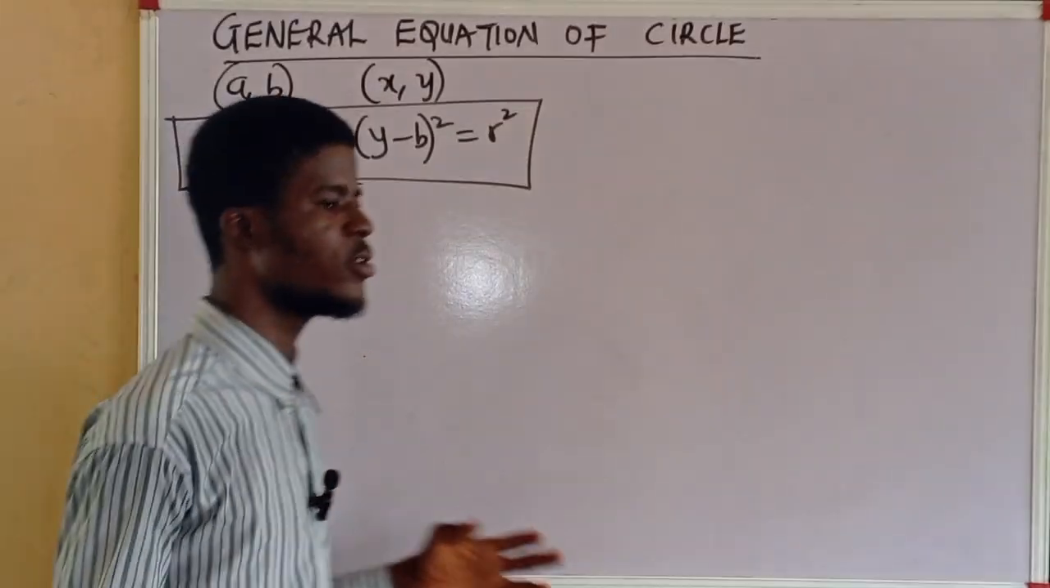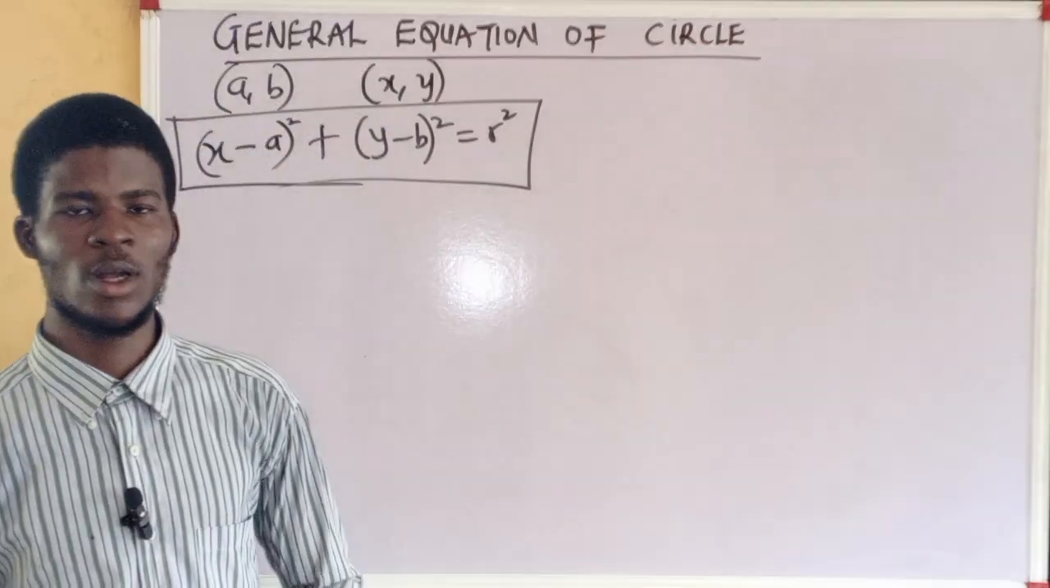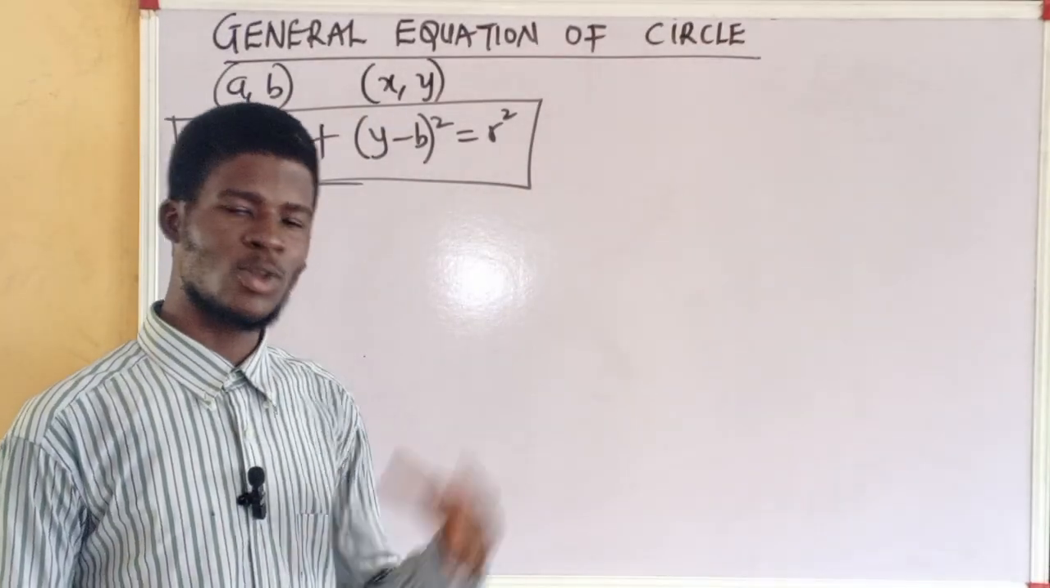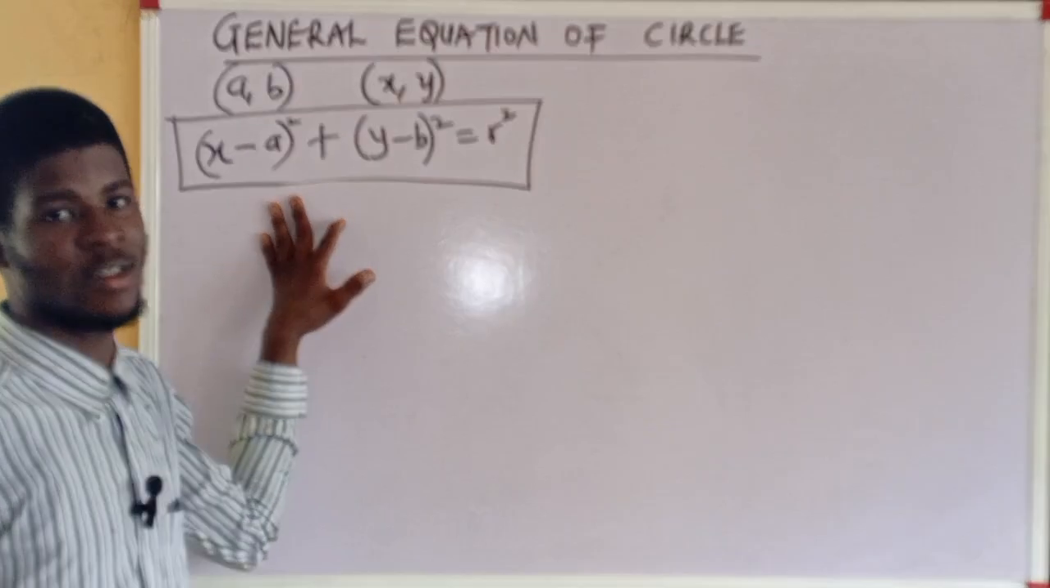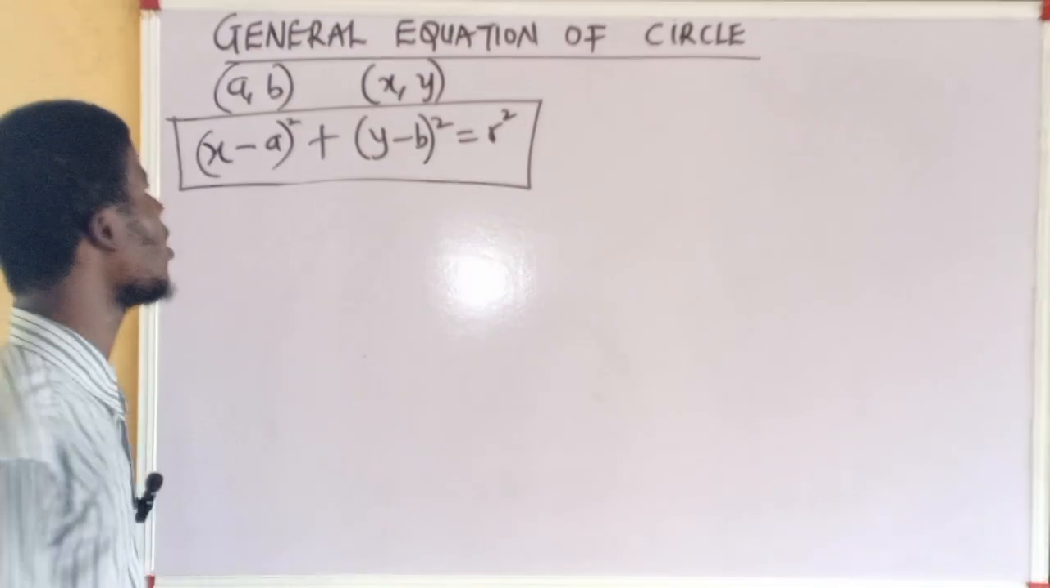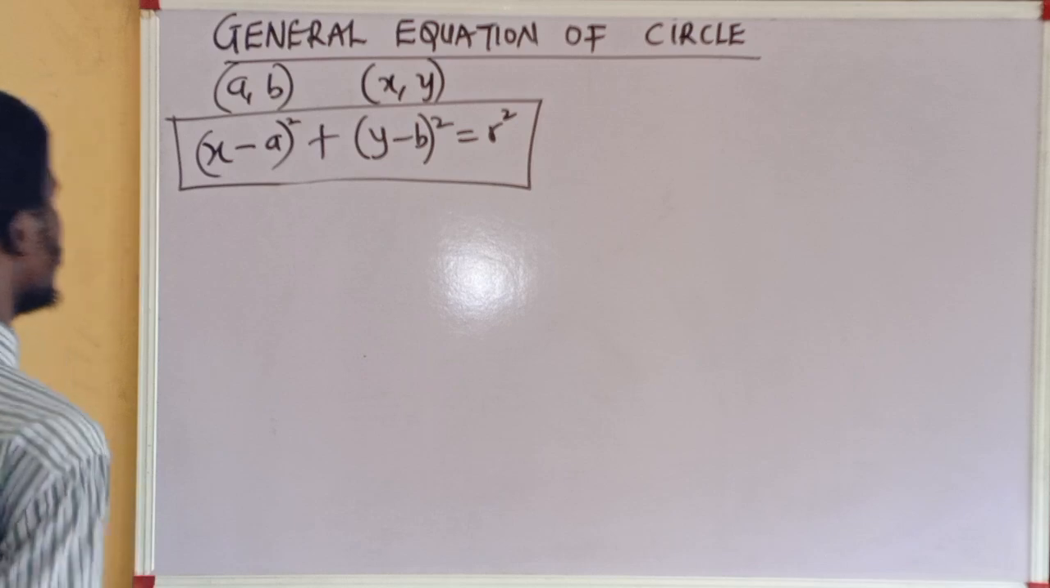Now we are going to talk about the equation of a circle that passes through 3 points. We are going to get the equation from this equation on the board. I want to expand the left-hand side of this equation.